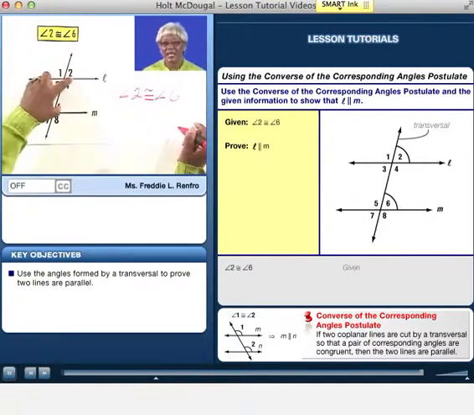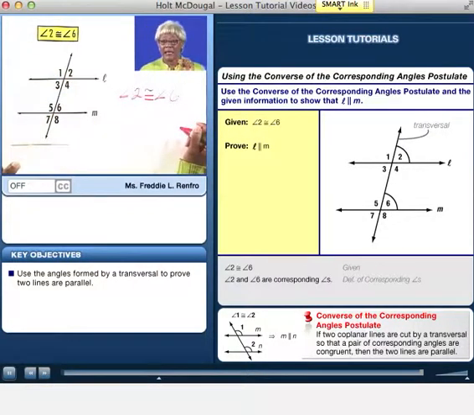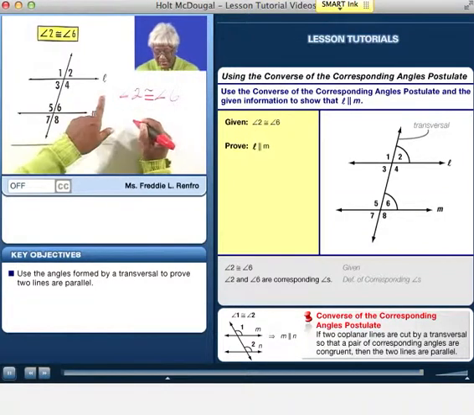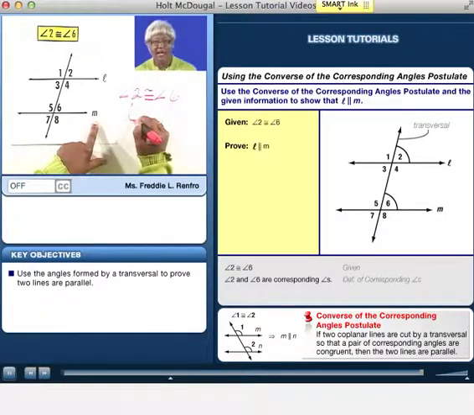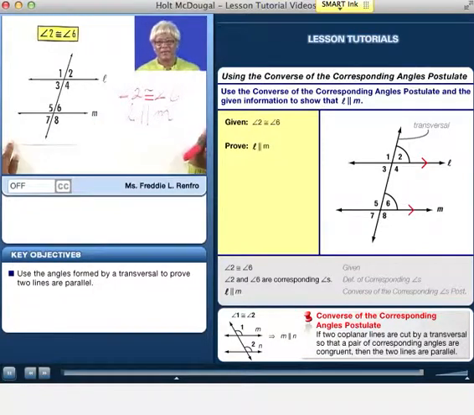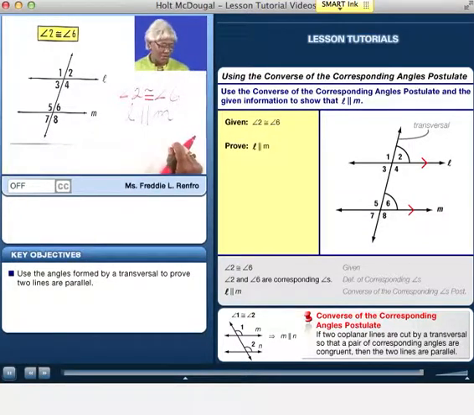They're corresponding angles. And since we know the converse of the corresponding angles postulate is true, I can now say that line L is parallel to line M. And that's the converse of the corresponding angles postulate. Let's look at another one.